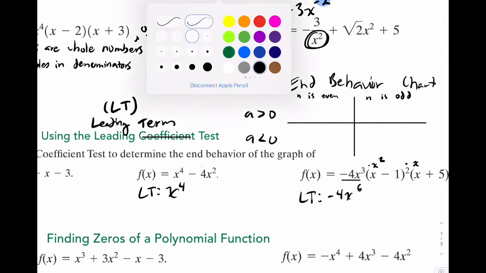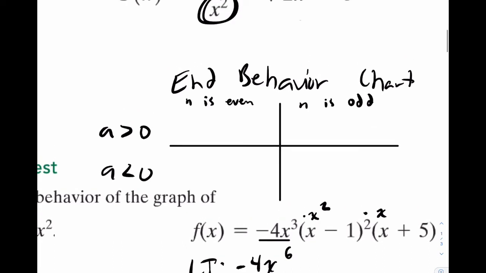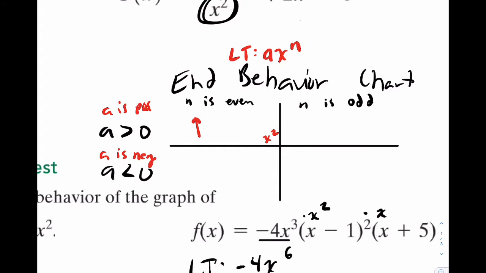So end behavior, I made a chart right here. You can pause really quick if you want to just copy this chart down. Whenever we have a leading term, we have it in the form of ax to the n. This chart is going to represent every possibility. So if a is positive, that's what that means. This means a is negative, meaning greater or less than 0. But n is even. That's like saying x squared. So imagine a positive x squared graph in your head. On the left and right, both arrows would be going up, or think of it as up, up.